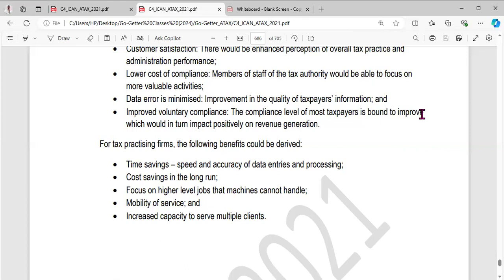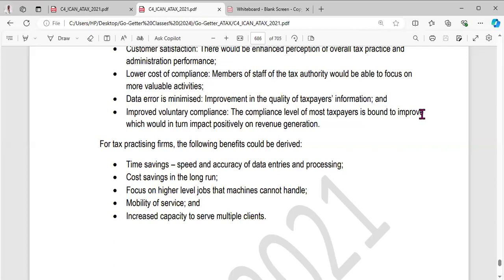I don't need to travel to that place. They don't need to travel to meet me. We do everything, even on WhatsApp. We now focus on higher level jobs that machine cannot handle. So tax practicing firms can leave the machine to do the tax computation, whereas they can now focus on more important things that AI cannot handle, machine cannot handle.